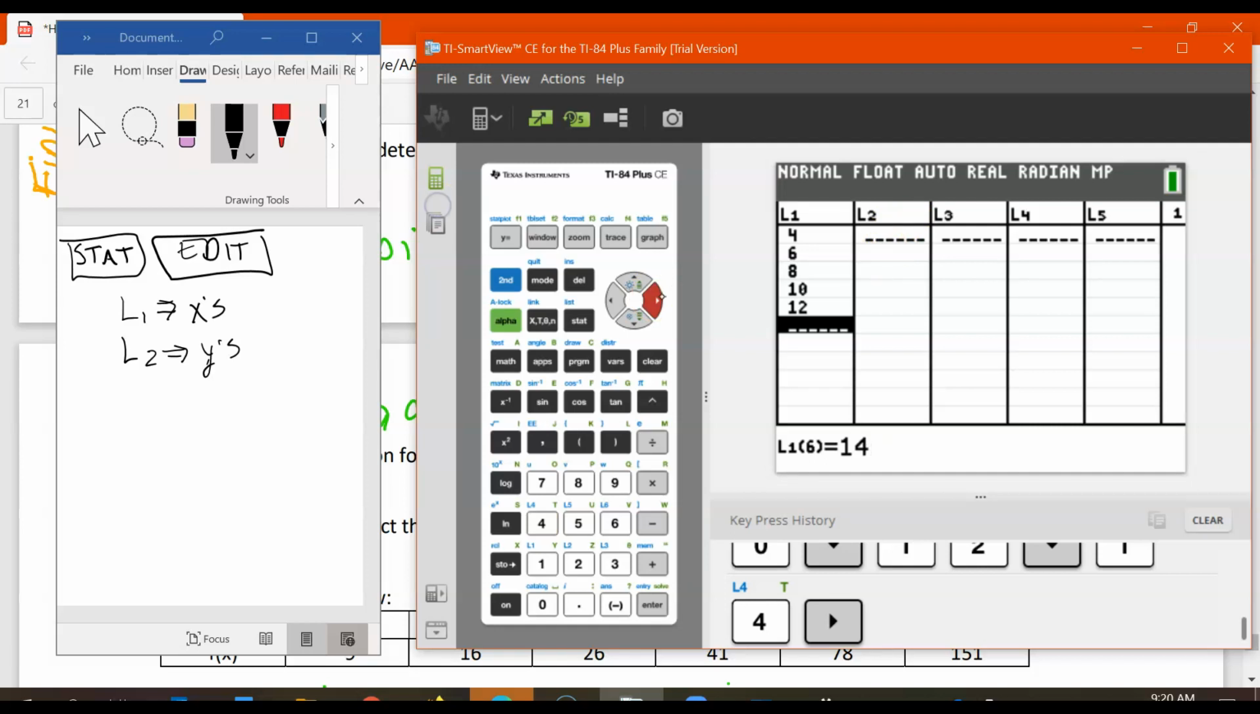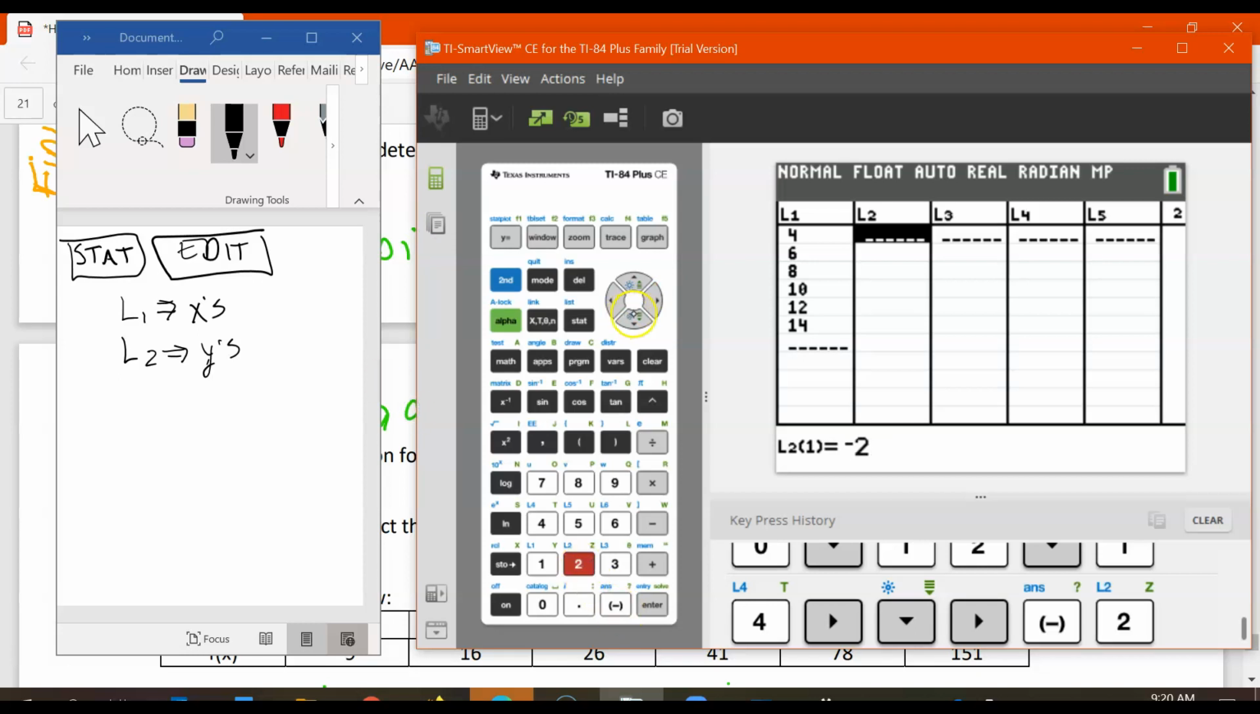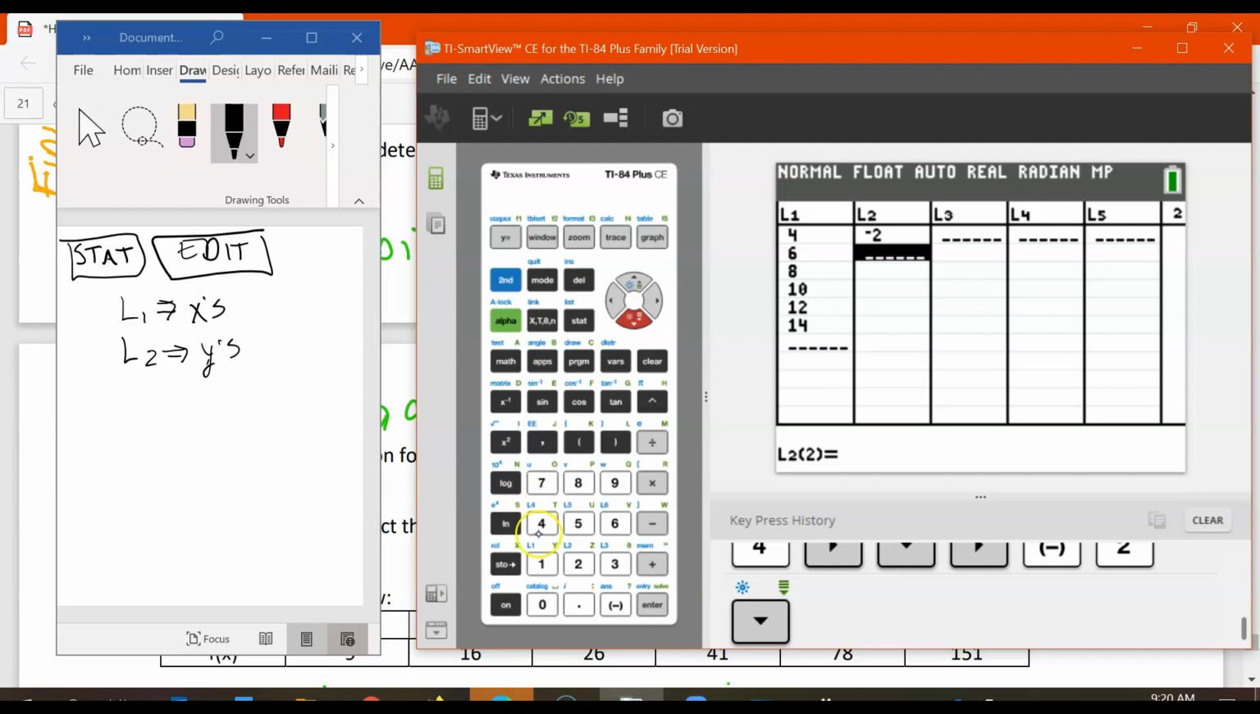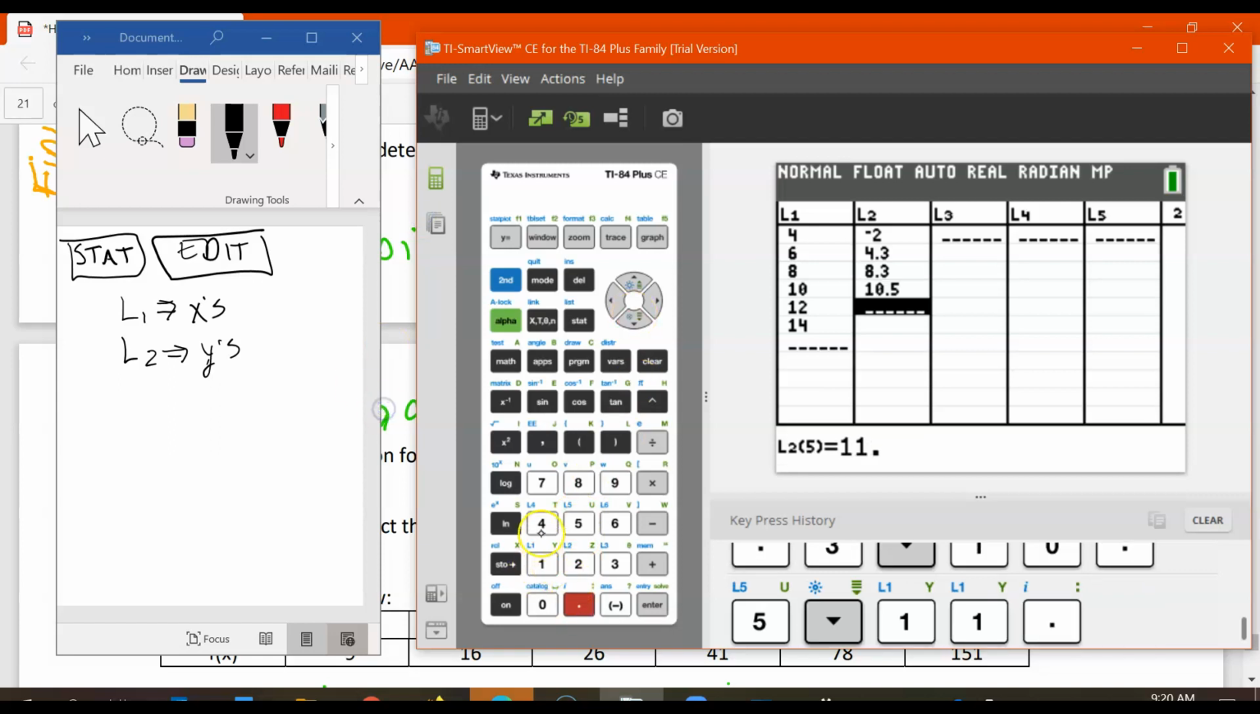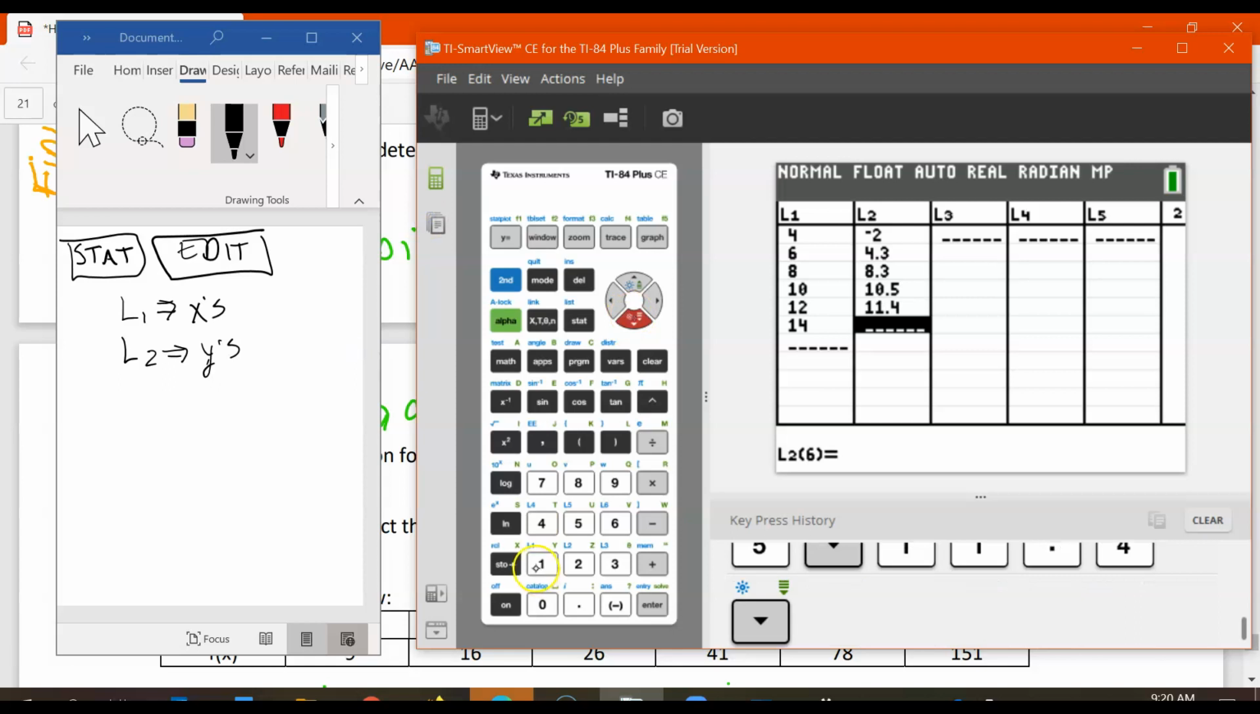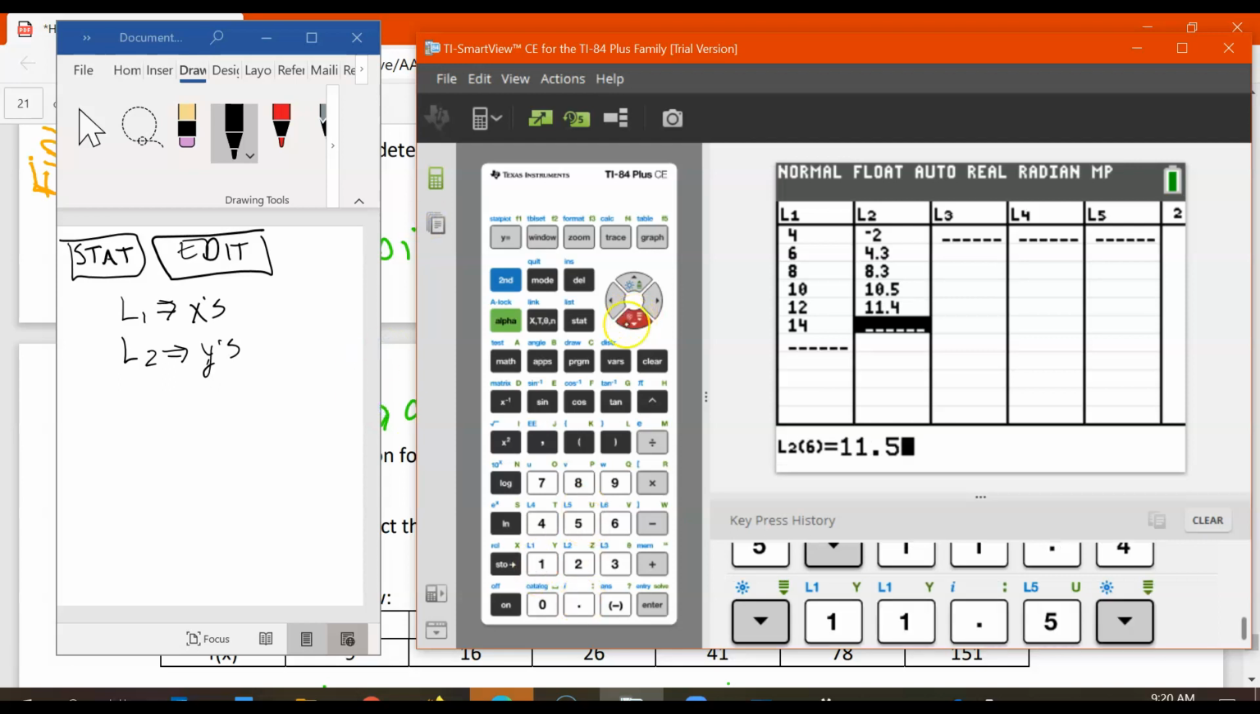All right, and so now we're going to go to L2. Did I not get 14 in there? Yeah, I got to get 14 in there. Okay. Now we're going to go to L2. All right, and so now for L2, I have -2, 4.3, 8.3, 10.5, 11.4, and 11.5. So check your data, make sure everything's accurate. All right, so all your data's in.